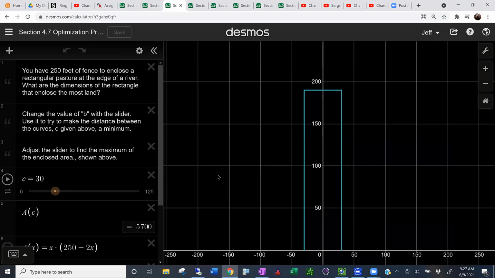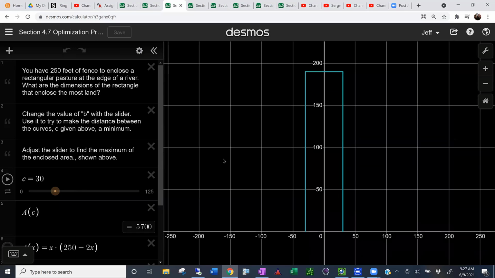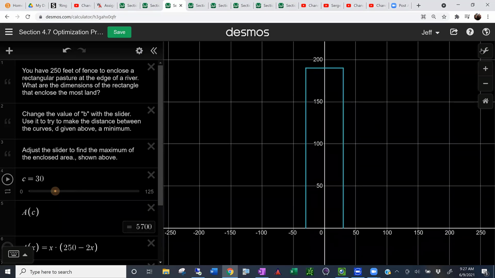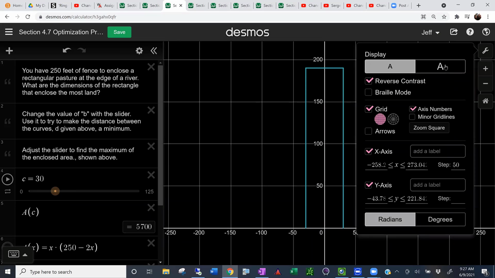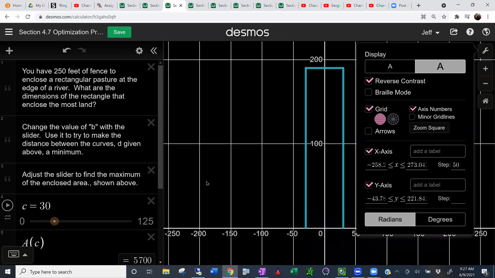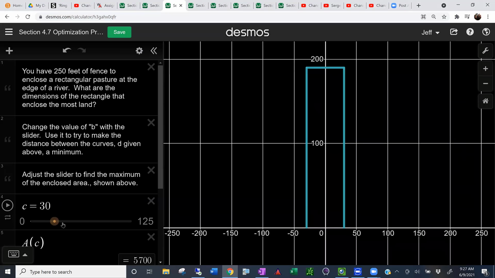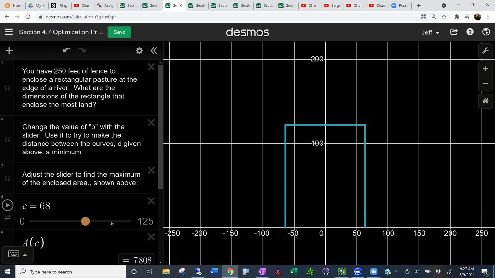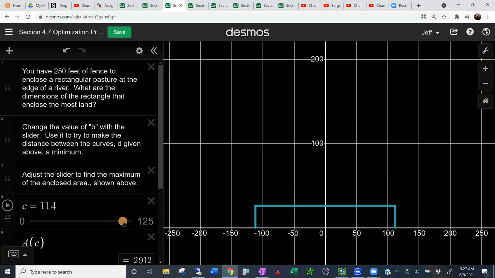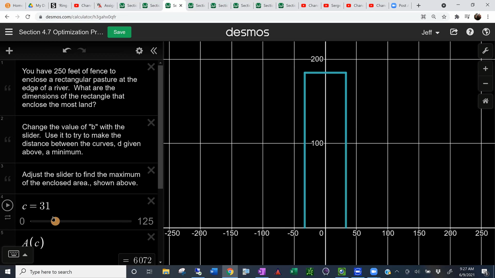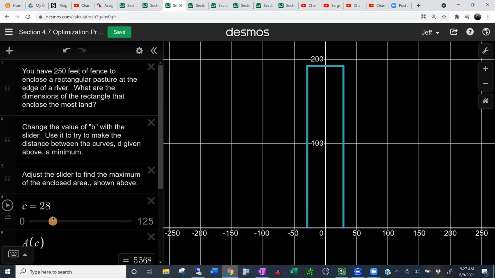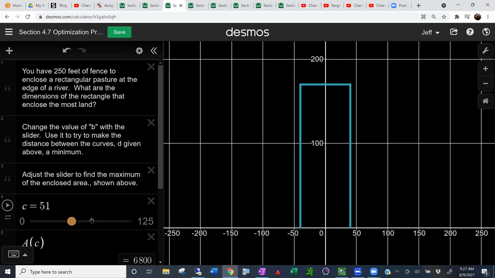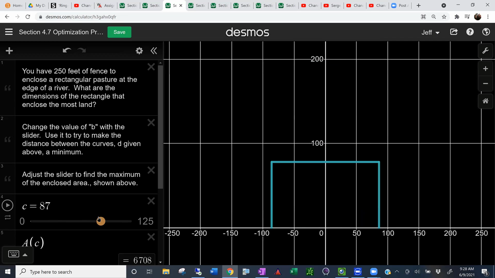Now, to see the trade-offs involved here, you can use that little slider over here and adjust C. You can make your pasture really, really wide, but not very deep, or you can make it really, really tall and pretty narrow. Or maybe there's a happy medium somewhere in between. It's hard to tell. What's the biggest pasture you can get?